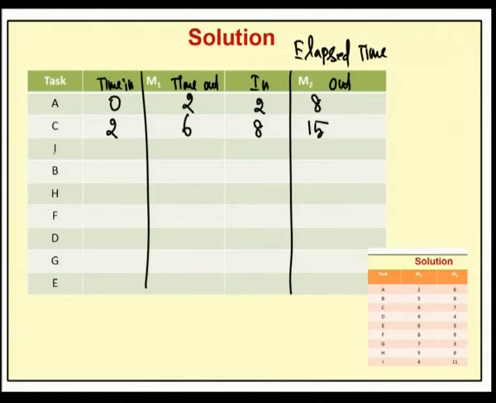The next task to be performed is I. For I, the end time for machine 1 is 6 and the processing time under machine 1 is 4. So 6 plus 4, 10. And for machine 2 corresponding to task I, the end time is 15 and the processing time is 11. So 15 plus 11, 26.